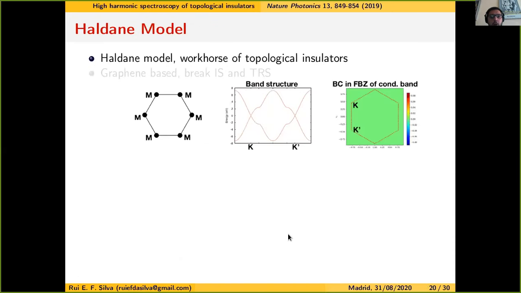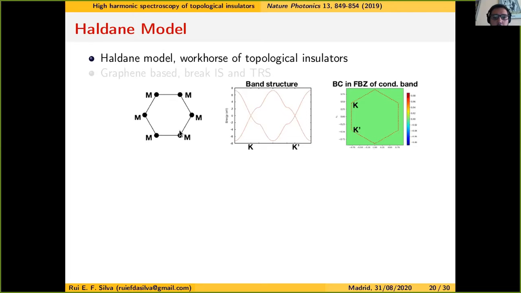So we are going to work with the Haldane model, because the Haldane model was the first model to be proposed as a topological insulator. It is really the beginning of topological physics. You really need to work with the Haldane model to start looking at topological physics. So the Haldane model is graphene-based.